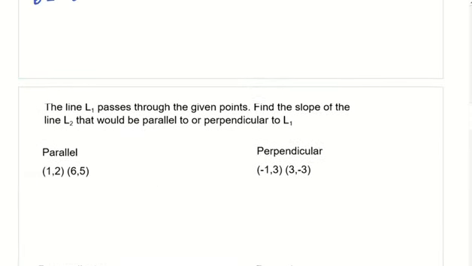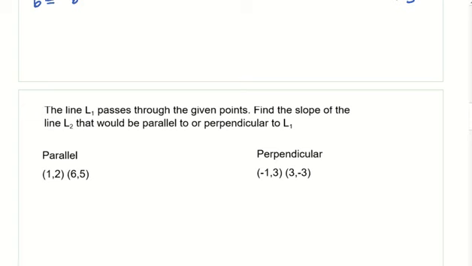Okay, so we've got 2 points that uniquely define a line, and they're going to ask us what would be the slope of a parallel line, what would be the slope of a perpendicular line. Yeah, and this is kind of a classic question, very straightforward to the point about the slopes of parallel and perpendicular lines. Okay, so we want something that's parallel to a line that's going between the point (1, 2) and (6, 5). So we need to find the slope.